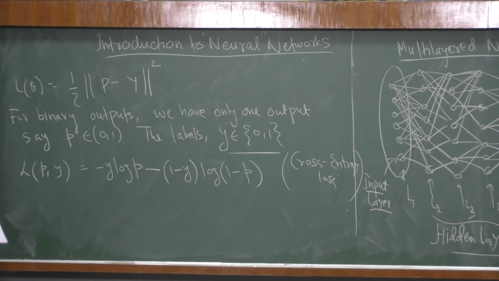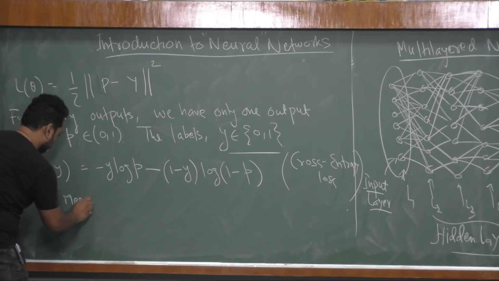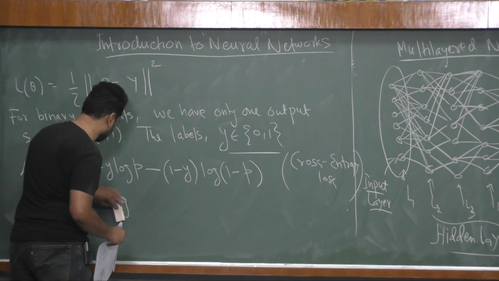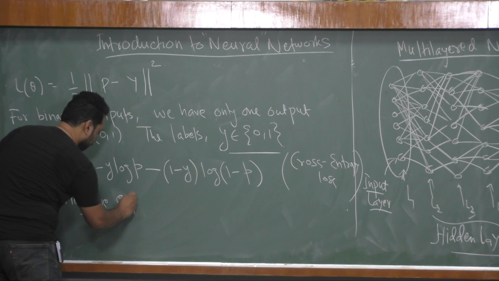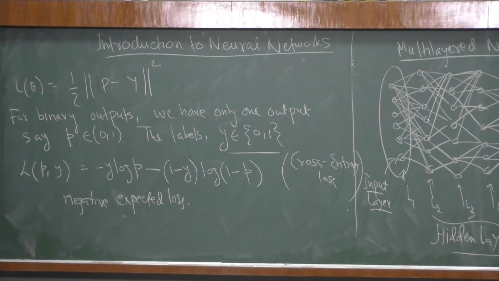We can also see this as a kind of expected log loss, because here we are computing the expectation of the log of the probability values, or rather the negative of the expected log. We can see it like that because it's log of p, and we take an expectation over that, right?